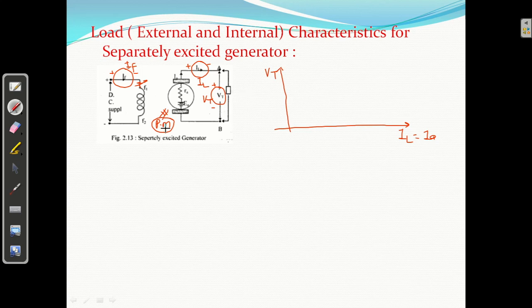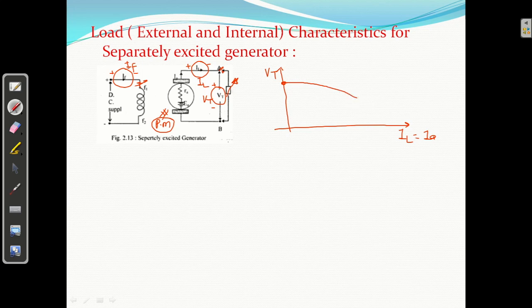First of all, with the help of the prime mover, we will adjust the speed. With the help of this resistance, we will adjust the field current till the voltmeter gives the rated voltage. This is the rated voltage, that is 230, we can say, at no load. Now close the switch. When it is closed, the load will be connected, and increase the load. As you increase it, IL will increase, VT will decrease, and you will get this characteristic.